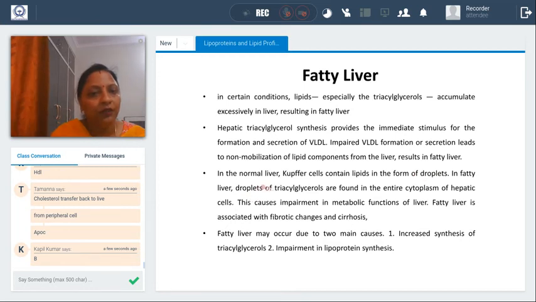In the normal liver, Kupffer cells contain lipid in the form of droplets. In fatty liver, droplets of TGs are found in the entire cytoplasm of hepatic cells. This causes impairment in metabolic functions of liver. Fatty liver is associated with fibrotic changes and cirrhosis, liver cirrhosis. Fatty liver may occur due to two main causes: increased synthesis of TGs and impairment in lipoprotein synthesis.